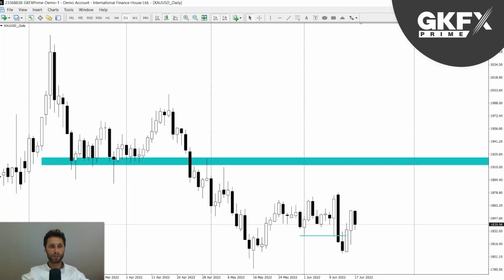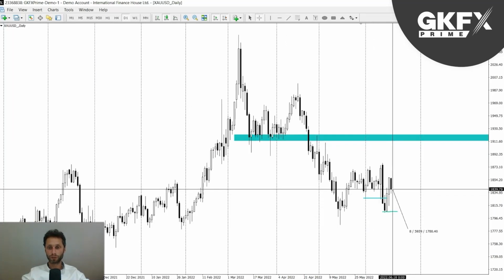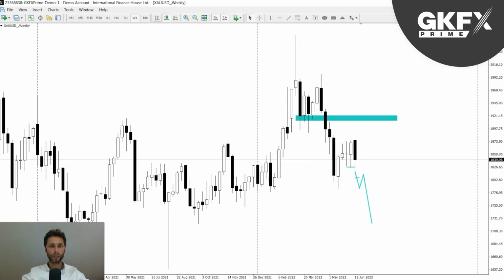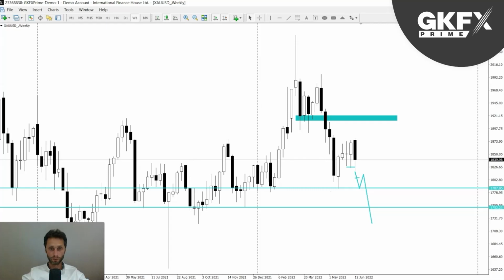So what I'd like to see from here, I would prefer personally to have a break of this level right here for the market to go lower. Again, retrace, break, retrace, give us a nice better price, and then continue to the downside. If I look on the weekly, the downside will be here at the next swing point. That will be the next target. And after that, the next obvious one is down here.